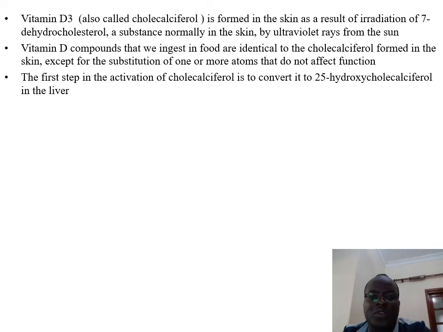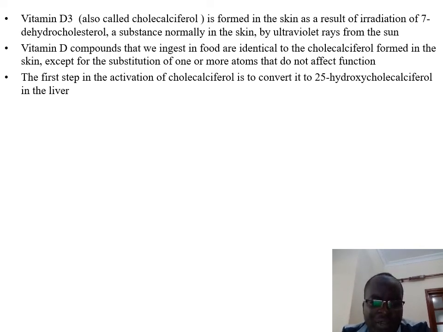The vitamin D compounds that we ingest in food are identical to the cholecalciferol formed in the skin, except for the substitution of one or more atoms that do not affect the function. So even the vitamin D that we ingest from the foodstuff that we are eating is basically the same vitamin D that is under the skin that will be worked on by the ultraviolet rays, but there are some minor differences in one or more atoms, but that do not really affect the function of this compound.